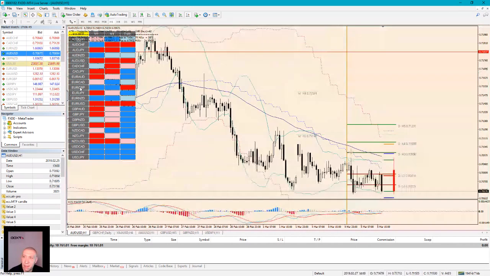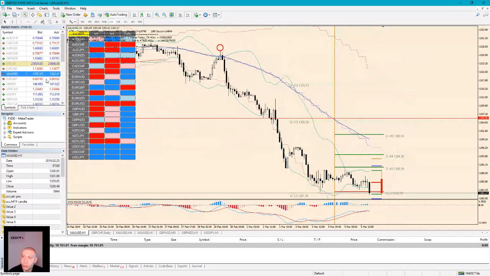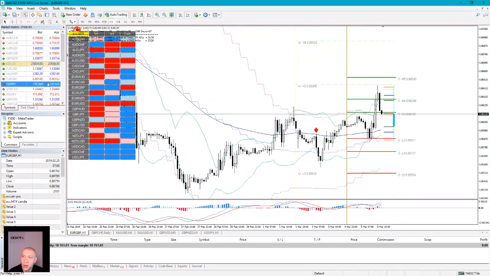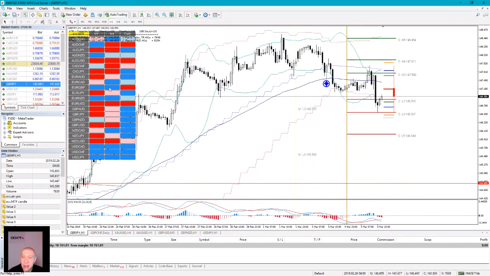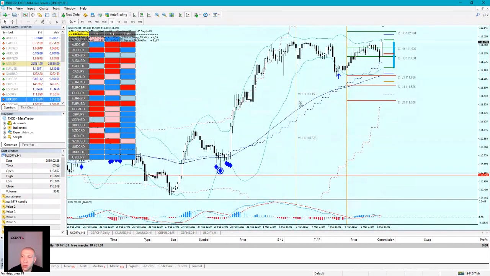Let's see if we have something to trade. I'm scanning through all the pairs, and if I find something, definitely I will open the trade here on this live account. Yeah, still the price is ranging. We definitely need to wait.